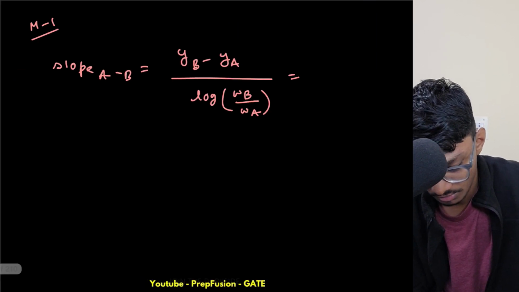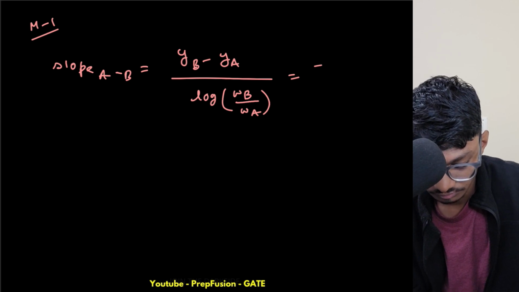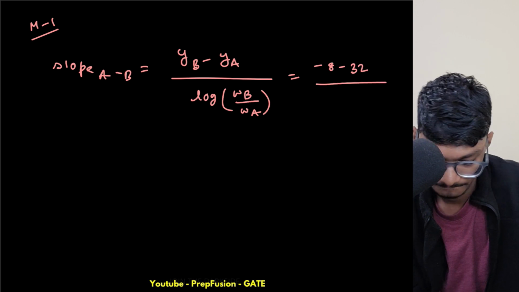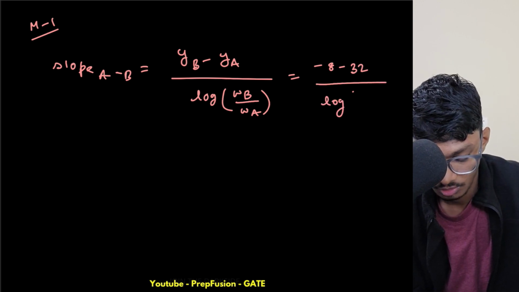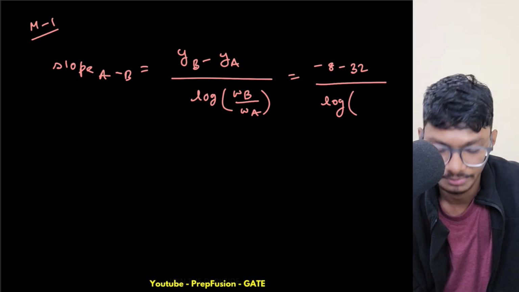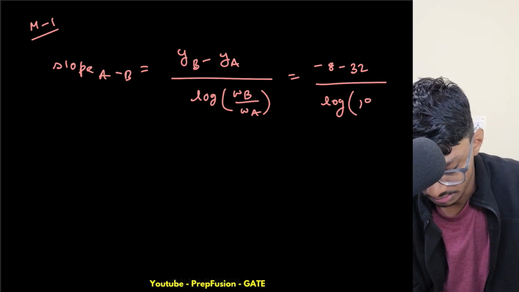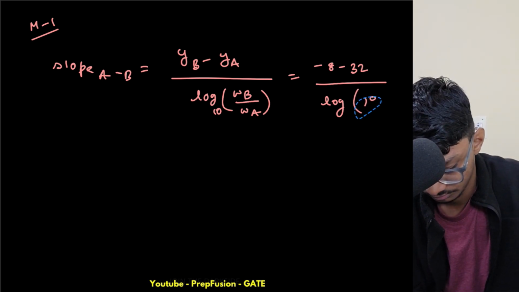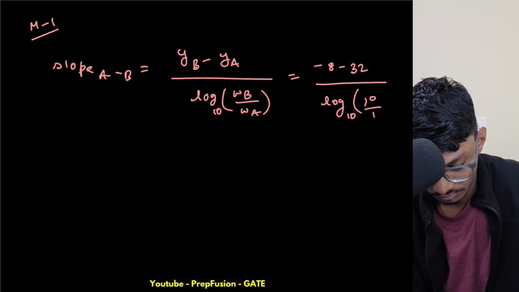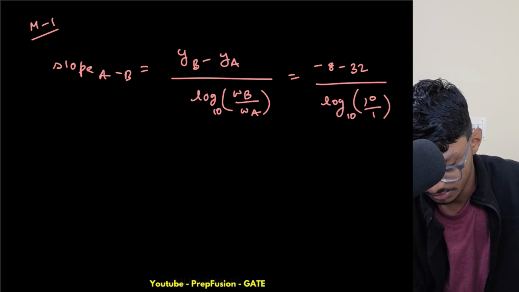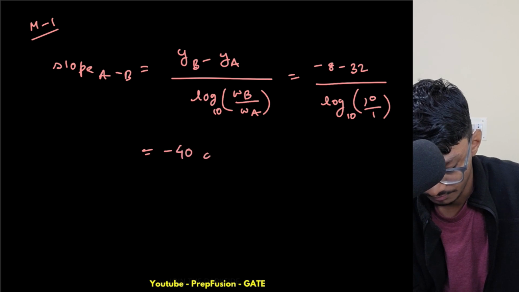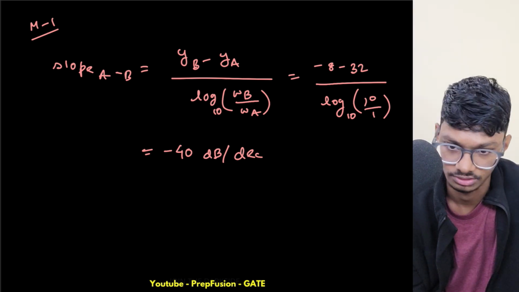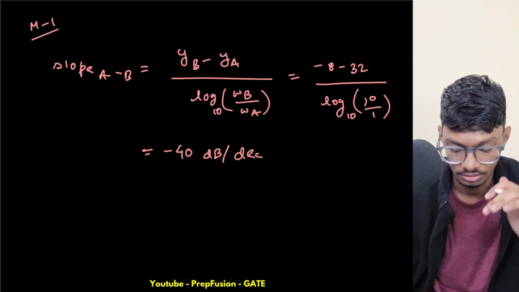So minus 8 minus 32 divided by log of omega B by omega A. What is omega B? Omega B is 10, and this is base 10. So this becomes simply what? Minus 40 dB per decade. You can check, if you couldn't understand how it is minus 40 dB per decade. Now how to get the value of K?